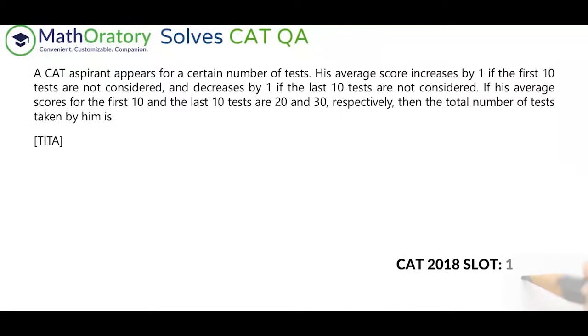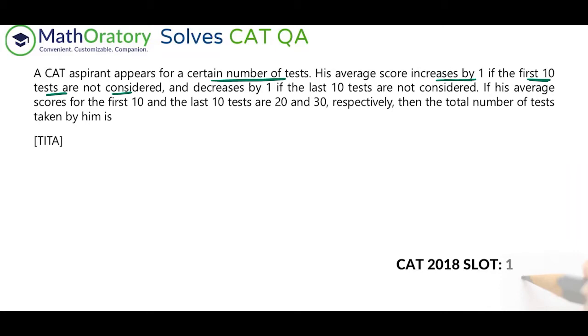Okay, we have an aspirant appearing for a certain number of tests. His average score increases by one if the first 10 tests are not considered. So there's a grouping happening. So what we have is something like this.